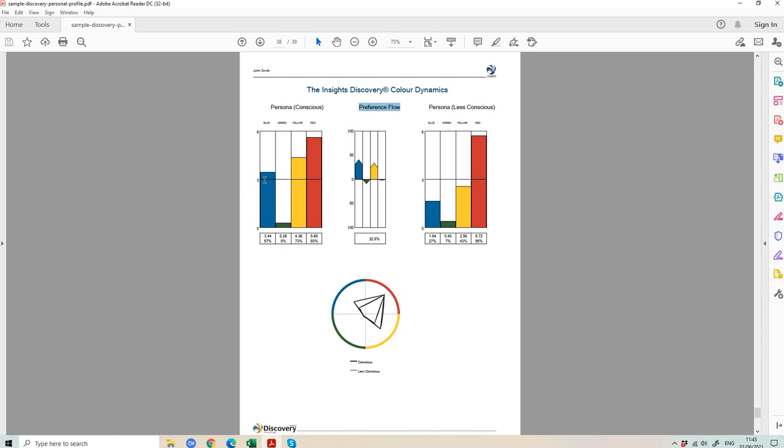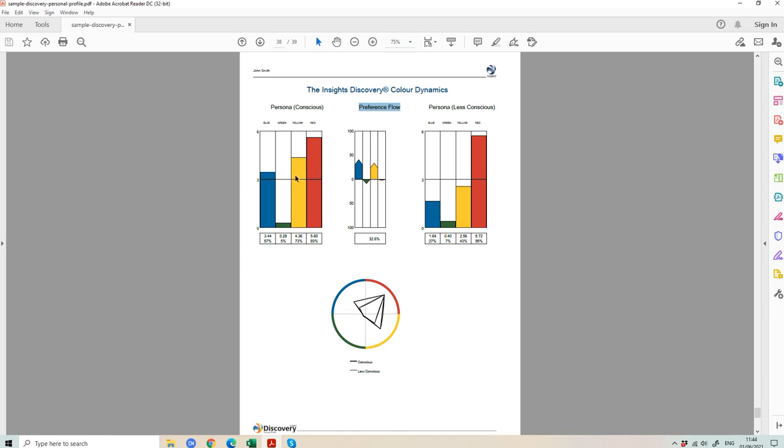But I've also got a preference, so I'm more inclined to use cool blue at 57% than I am less inclined, which would be 43%. And so you can see here that all three of these are above the midline, which means in a work environment, drawing on my conscious persona, I've actually got a preference to use all three of these. I have a very low preference for green, but all three.